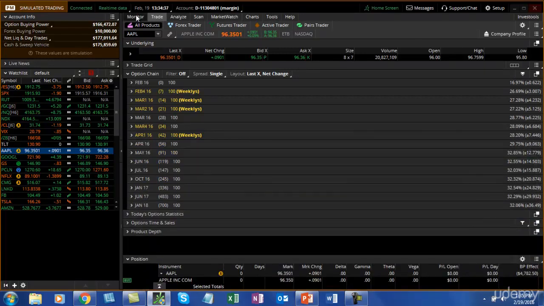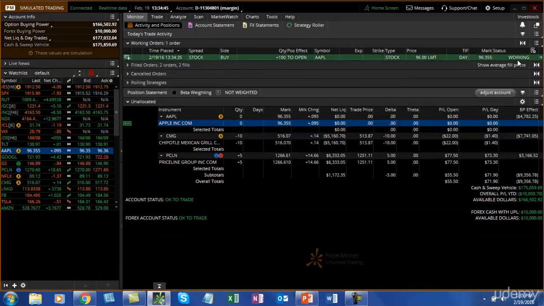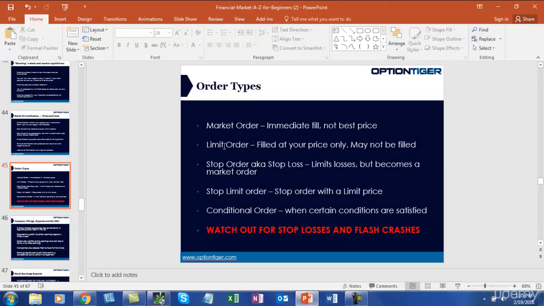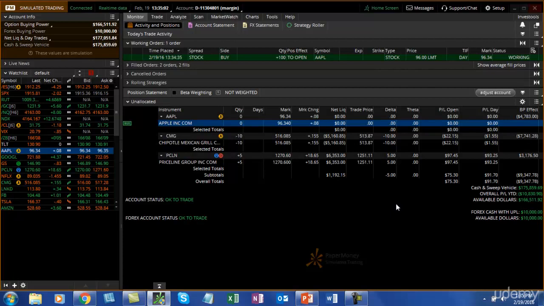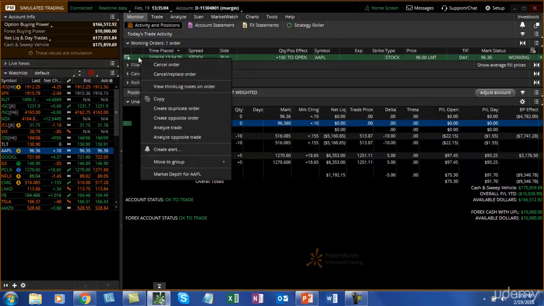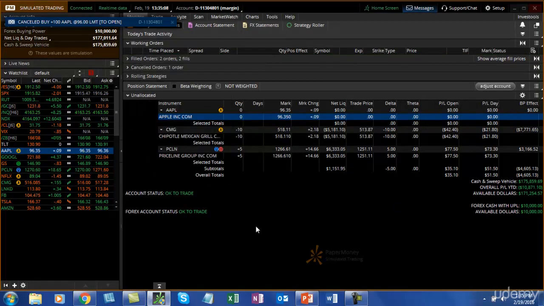Now, what's going to happen is it's going to remain in a working status, and unless Apple falls to this level, you won't get a fill. So if you recall the presentation on a limit order, it will be filled at your price only, but you run the risk of the order not getting filled at all. That's what a limit order is. Now I'm just going to cancel it. Let me show you some of the other orders.